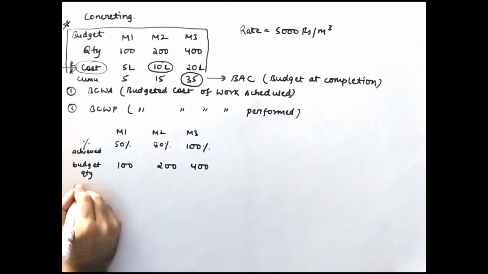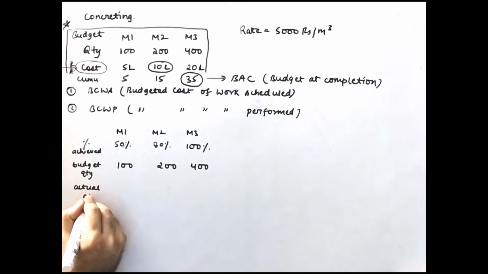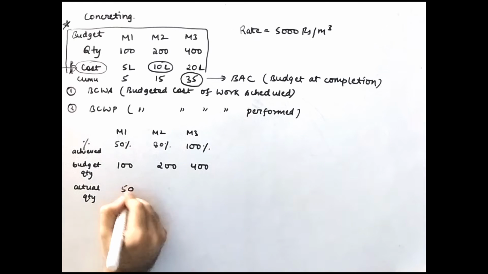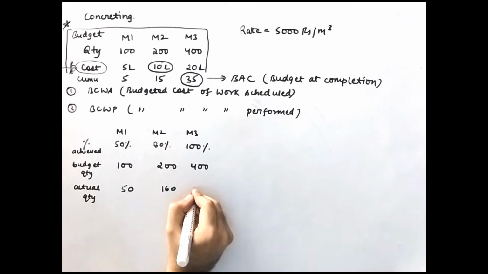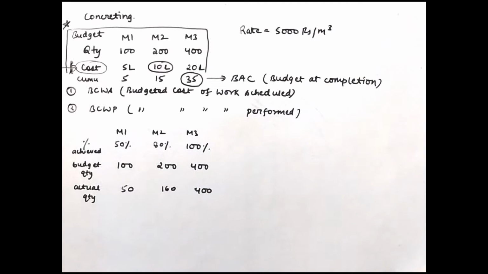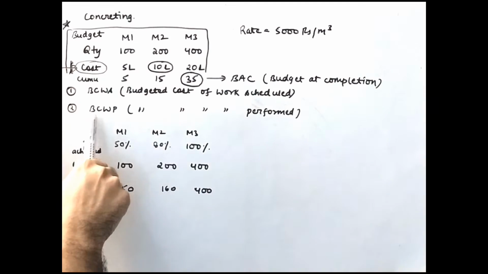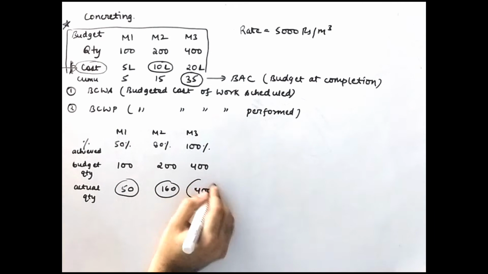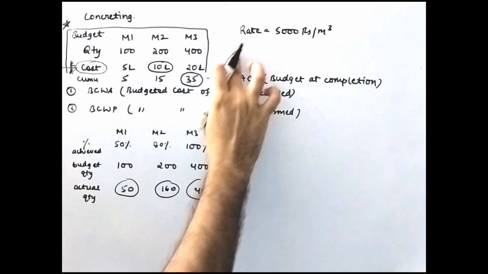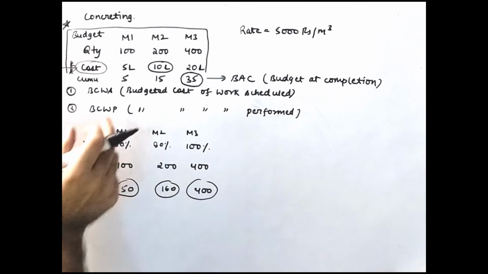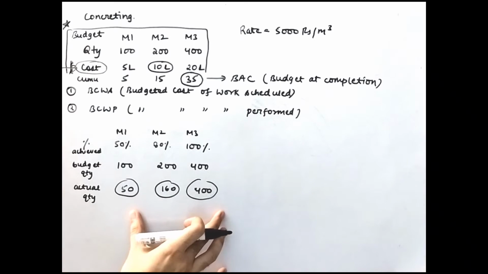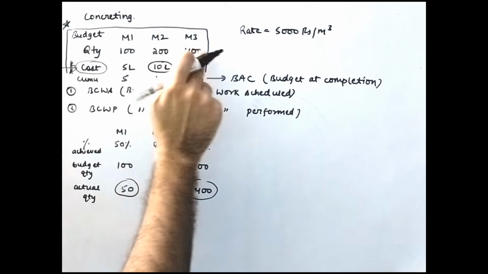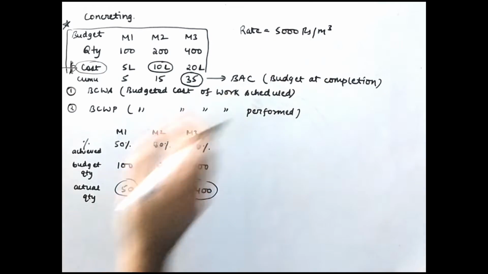Now what is your actual quantity? The actual quantity will be nothing but your percentage multiplied by the budgeted quantity. So it will be 50, it will be 160 and this will be 400 meter cube. Now you have to calculate the budgeted cost of work performed. We only performed this much. If we perform this, then as per the budgeted rate, how much should be the budgeted cost for this performed work? In the earlier case you multiplied this rate with the budgeted quantity that we scheduled, that we planned.